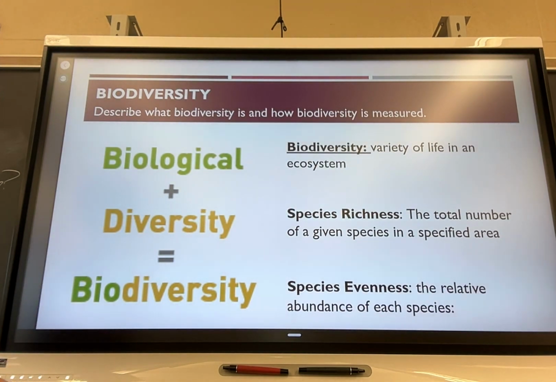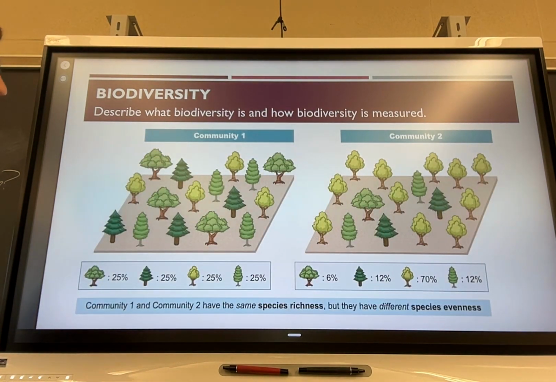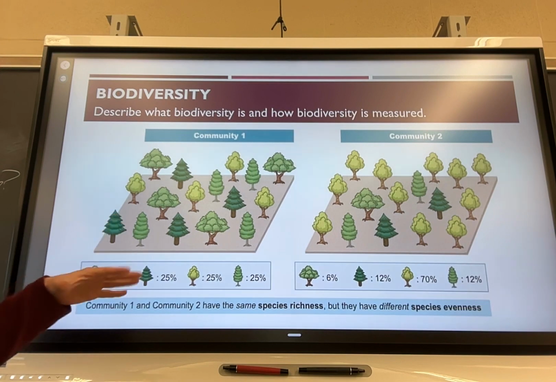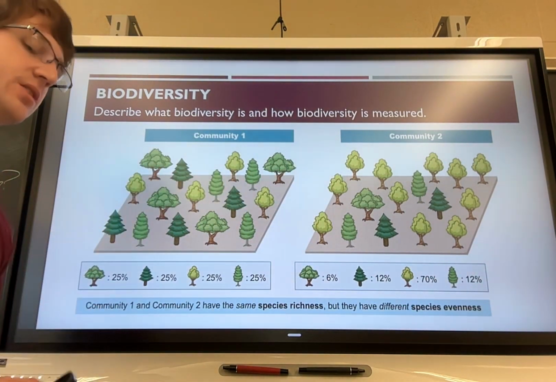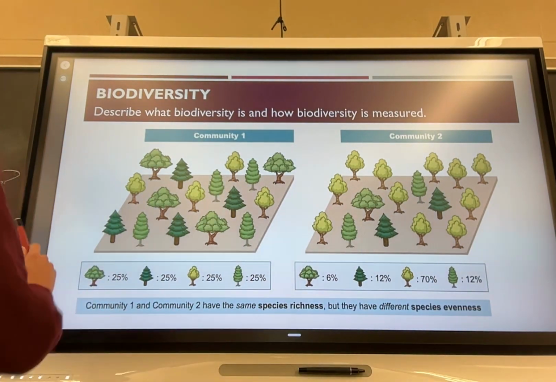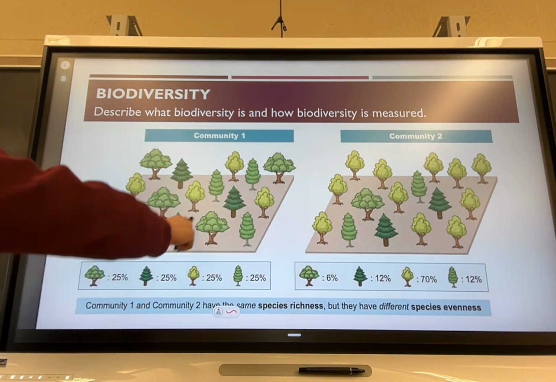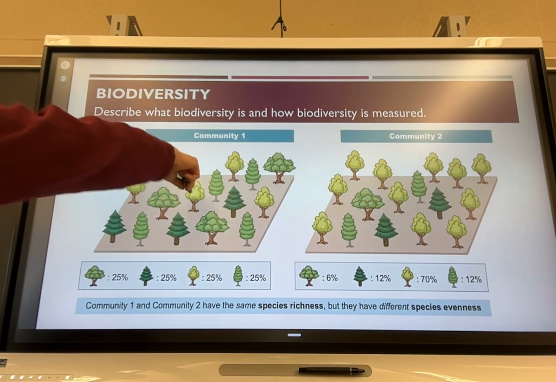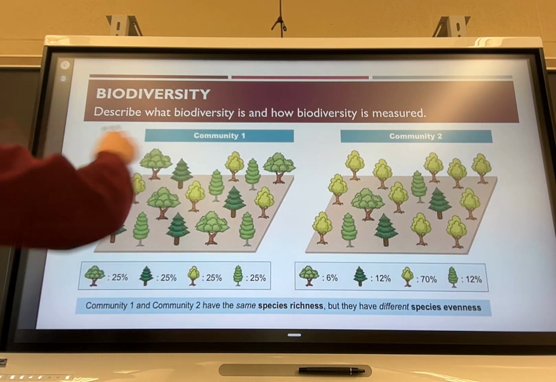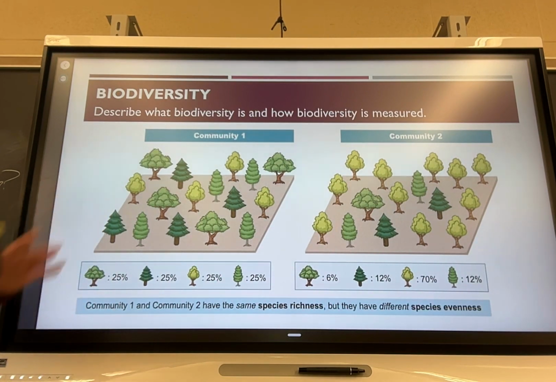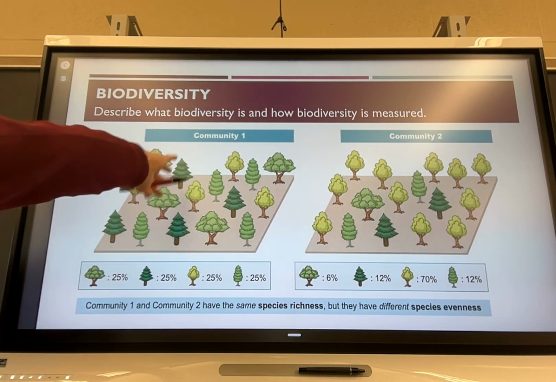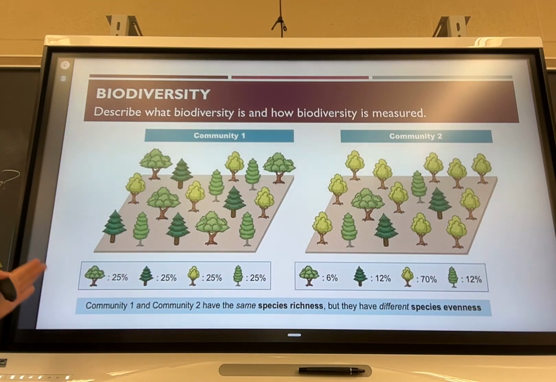So if we look at two different communities, both of these have the same species richness. They both have the same number of species. We have large trees, we have these pine trees, we have these smaller, maybe birch trees, and we have these tiered trees here. And the same thing can be said for community 2. But you notice in community 1, we have an even split. There are 4 of each of these trees, so we have a different evenness than we do over here.